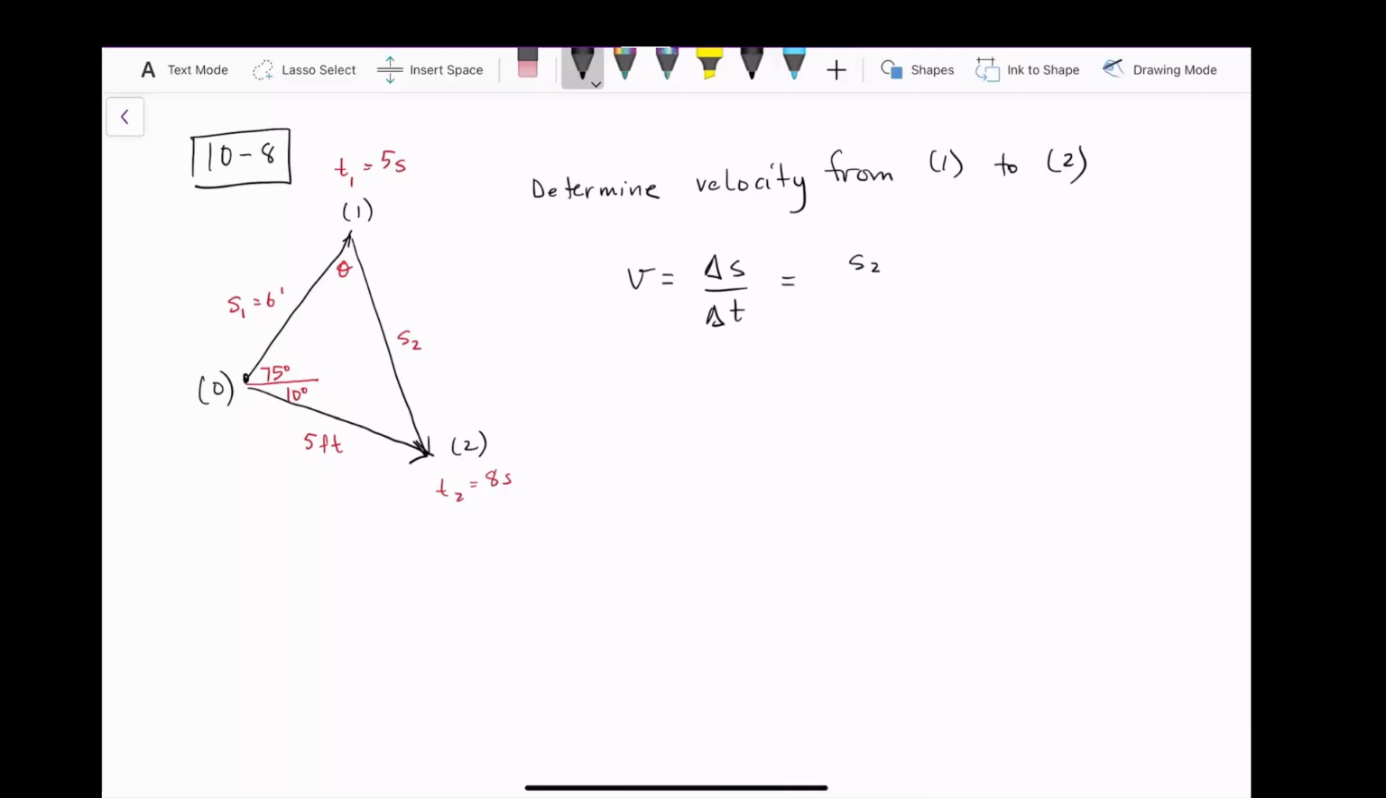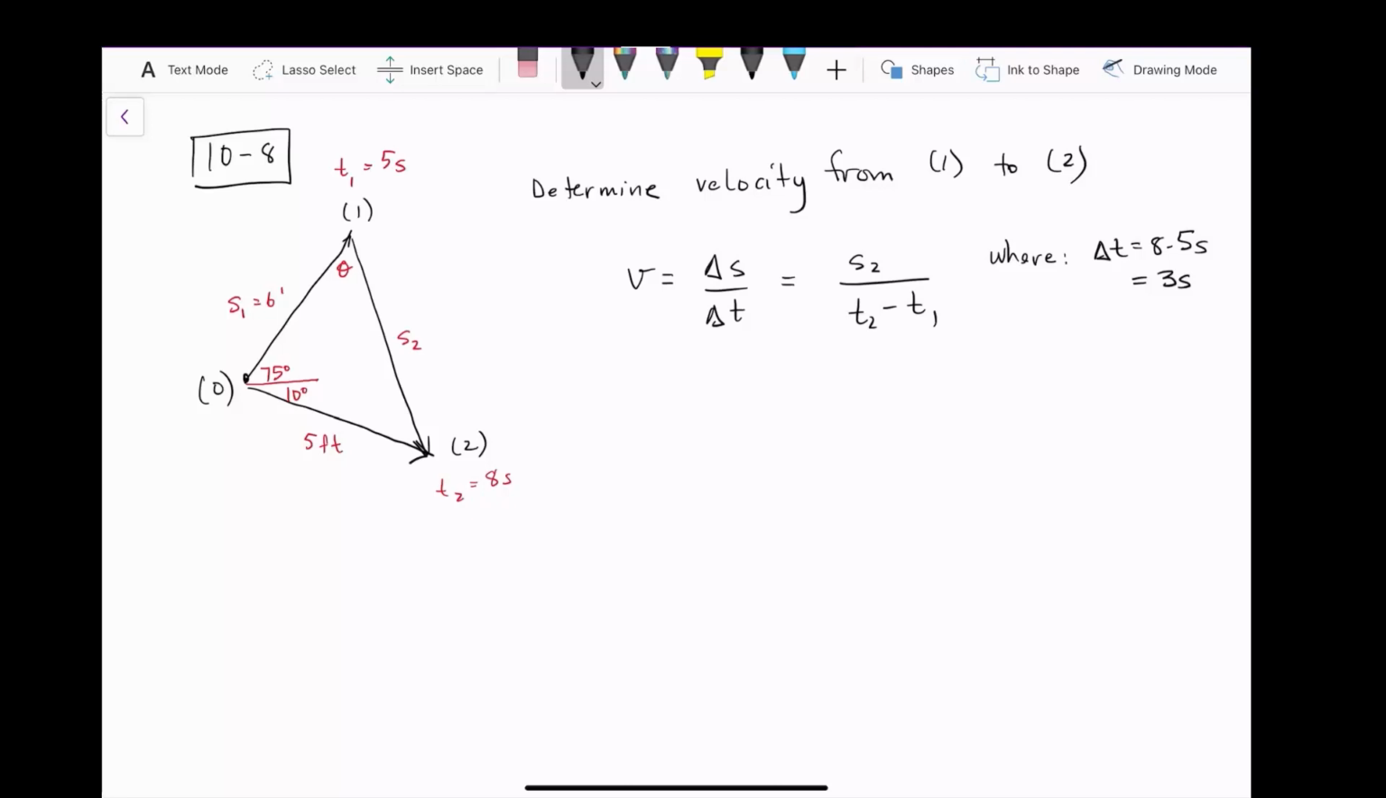S2. S2 is our delta S here. And we're going from T2 minus T1. Where we do know, might as well write out what we know, delta T is then equal to 8 minus 5 seconds. So that's just equal to 3 seconds. So we need to solve for S. Okay, we need to solve for S2 out of here.